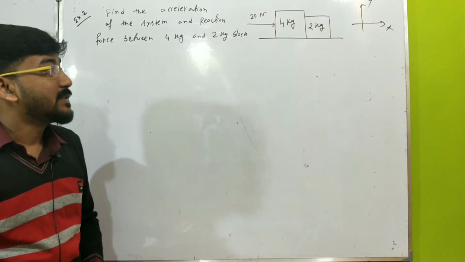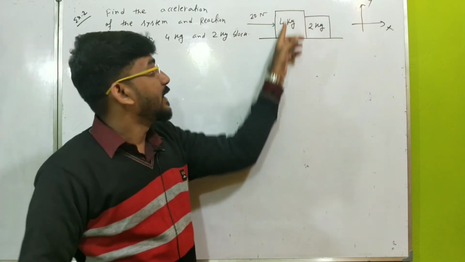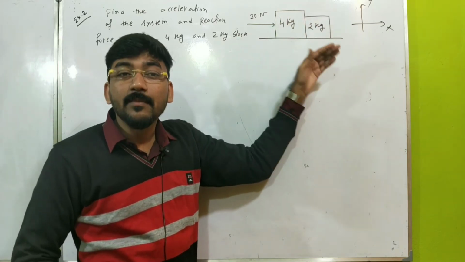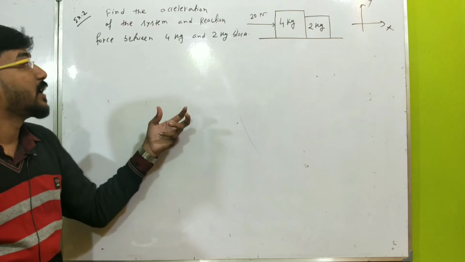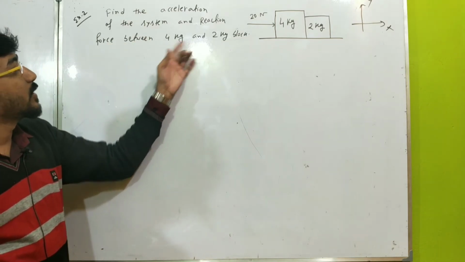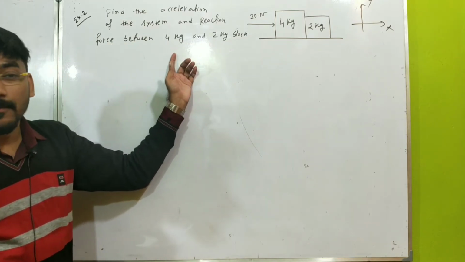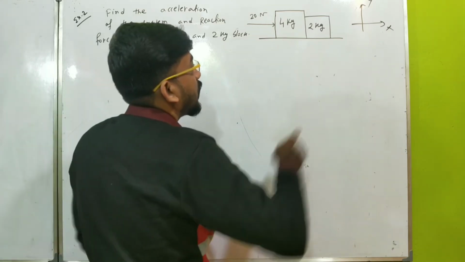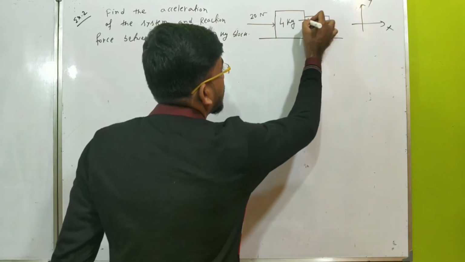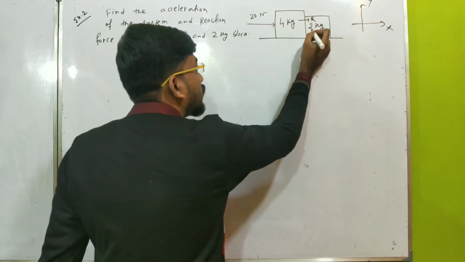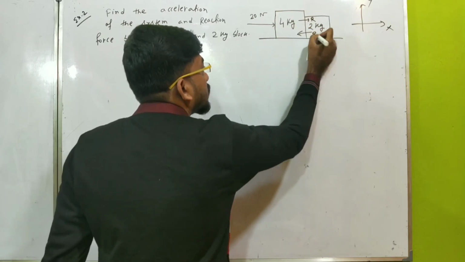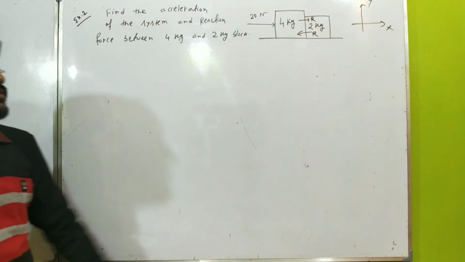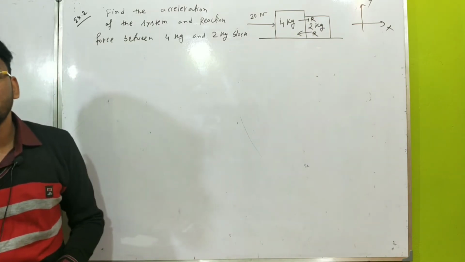And the second one is there are forces, that is N and mg. Here also normal reaction and mg, but those forces will not be useful here, because we have to find the normal reaction between 4 kg and 2 kg block. So between 4 kg and 2 kg block means here the 4 kg block will give a force to the 2 kg block, and the 2 kg block gives a force with the same magnitude, that is R, in the opposite direction. This is action-reaction, Newton's third law.